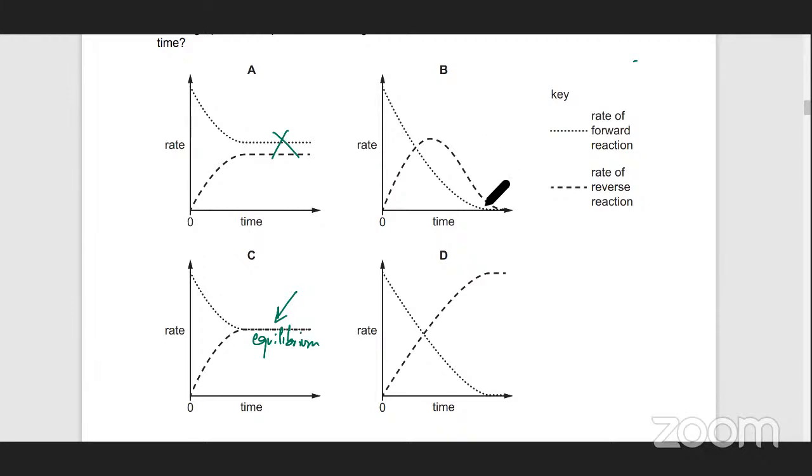What's happening in B? The rate becomes equal to 0. That means there is no reaction happening, whether forward or backward. The rate has come down to 0. Nothing is happening. If you look at D, the reverse reaction is happening at a very fast pace. The forward is not happening. Its rate is dropping to 0. Over here, the rate of forward reaction is still faster compared to the rate of the backward reaction, which is why it's not at equilibrium. So this is the one that's at equilibrium. So C is the answer.